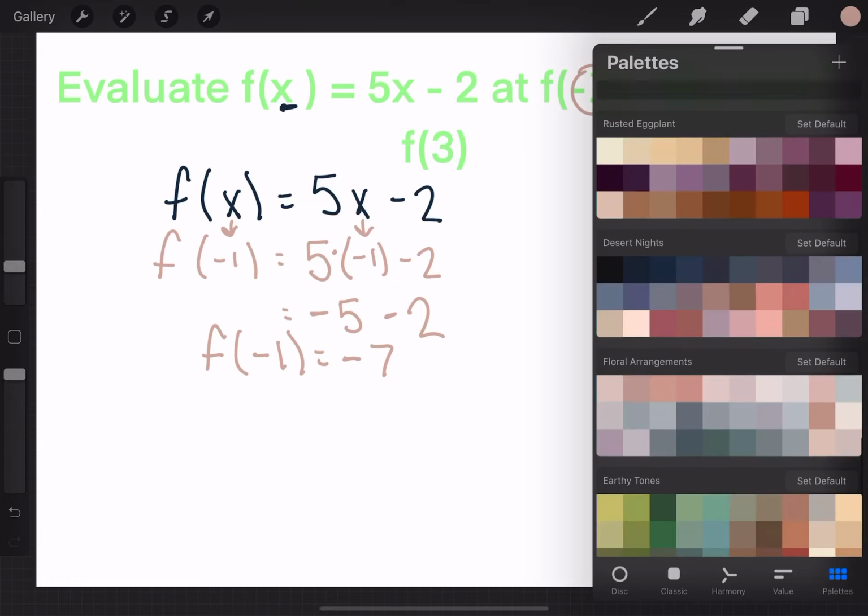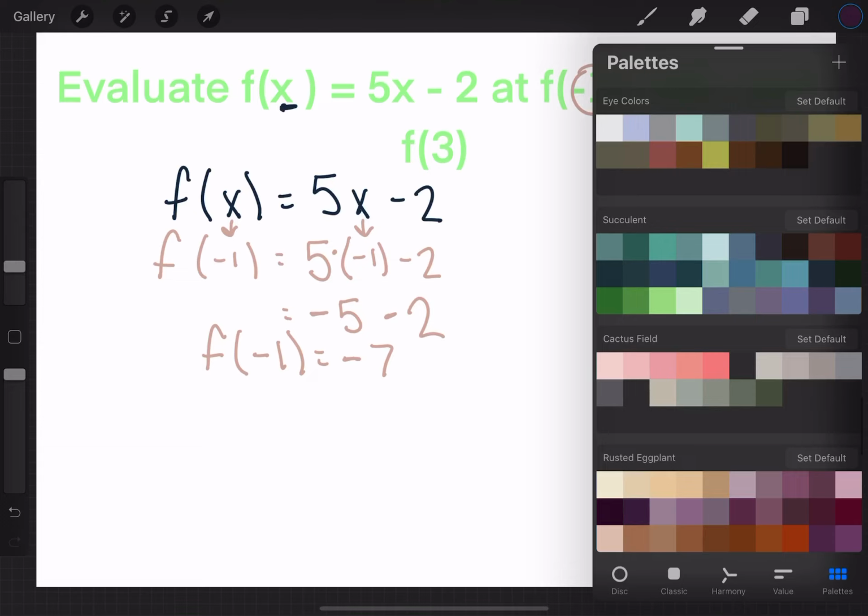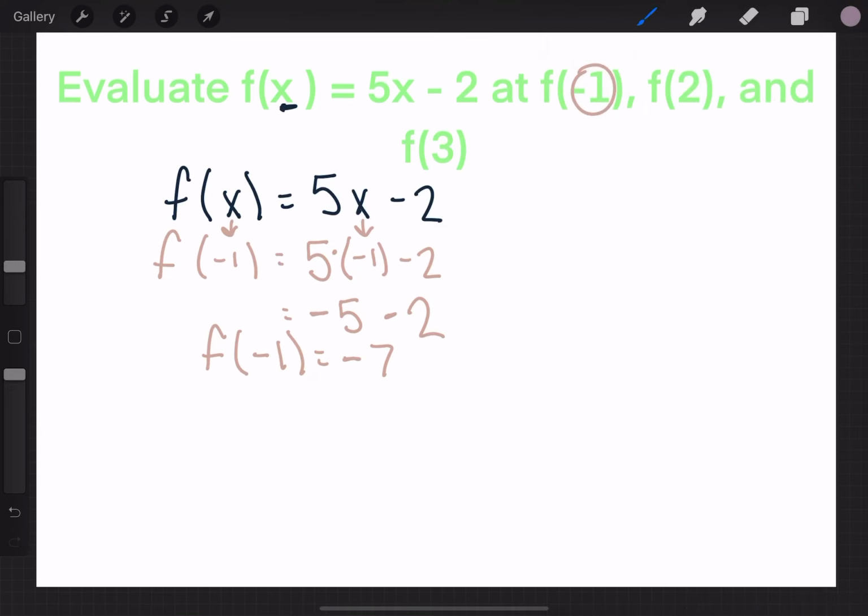Okay, let's move on to the second part of it. We're told now to evaluate at f of 2. So we're going to replace all the x's again with 2. So f of 2 equals 5 instead of x, we're going to put a 2. And then this minus 2 is going to stay the same because that doesn't have an x connected to it.